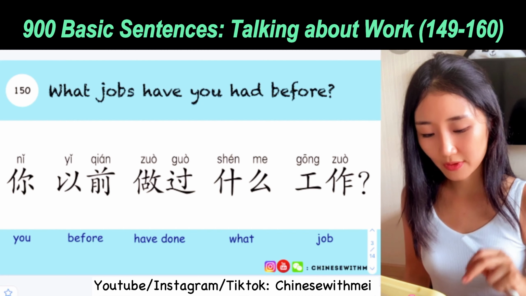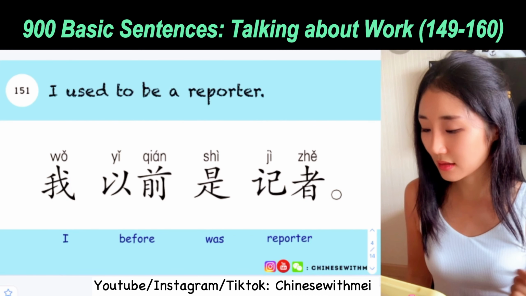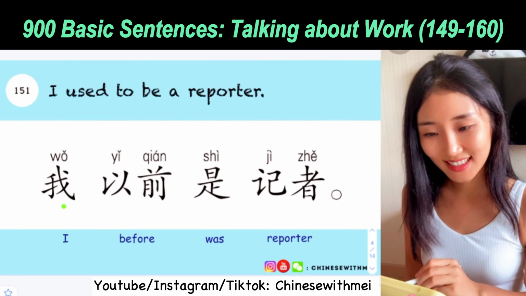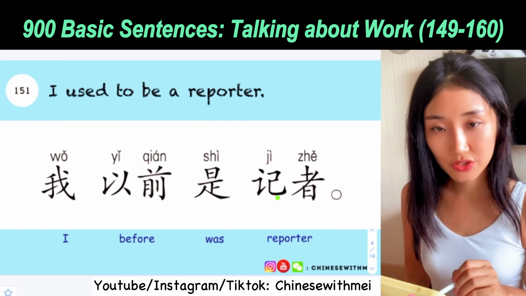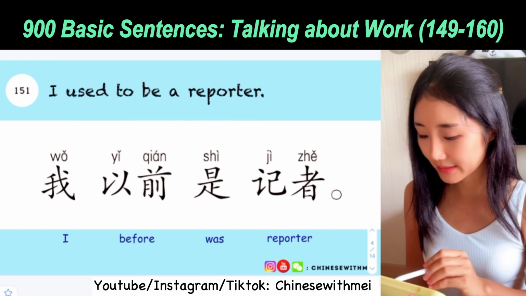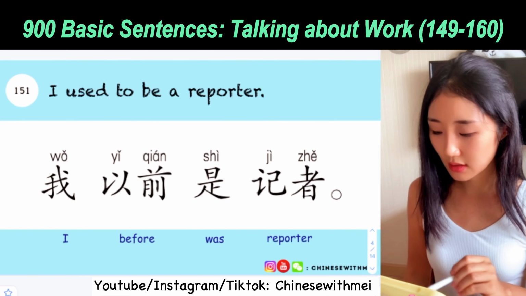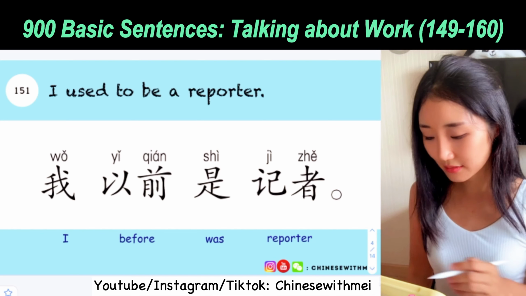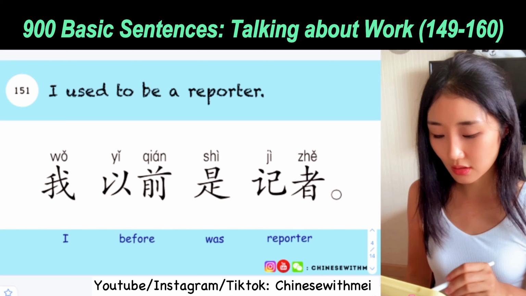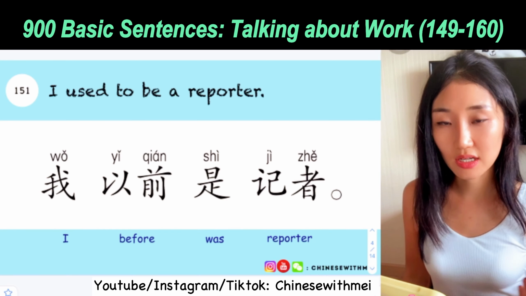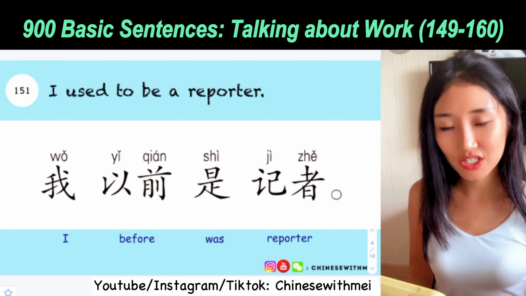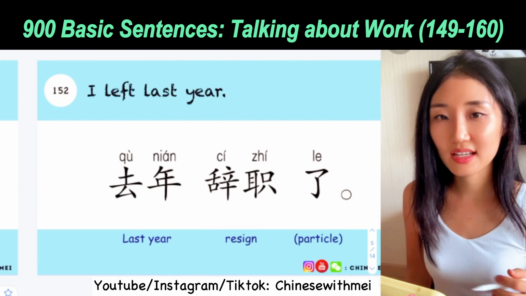And so, for example, if you are a reporter, you can answer with, I used to be a reporter. 我以前是记者。Reporter is 记者. So 我以前是记者: 我 I, 以前 before, it used to be, 是 was, 记者 reporter. 我以前是记者。I used to be a reporter. I was a reporter before.